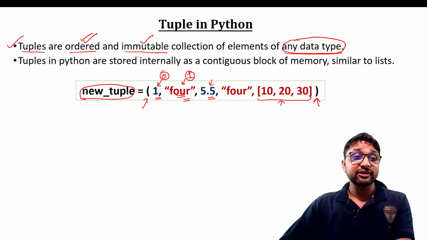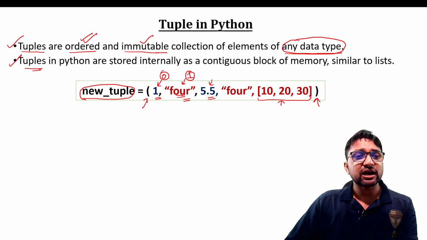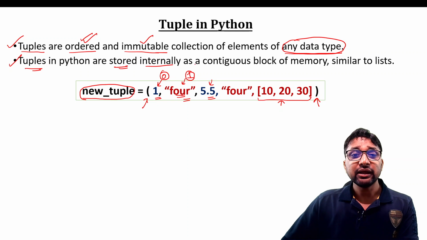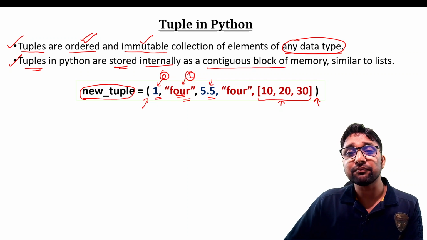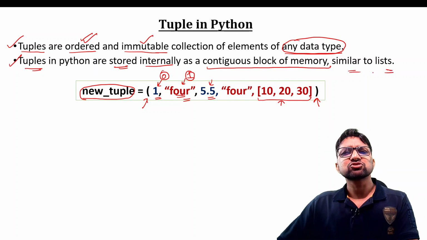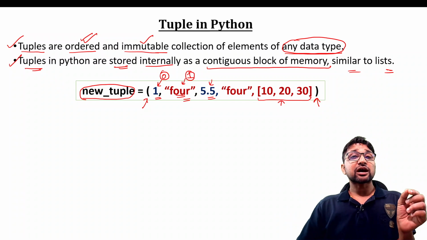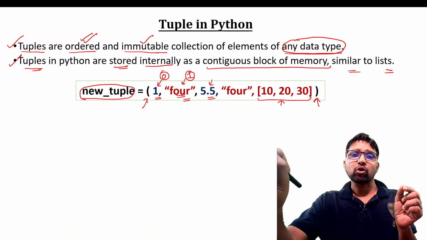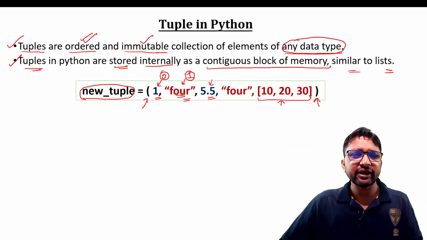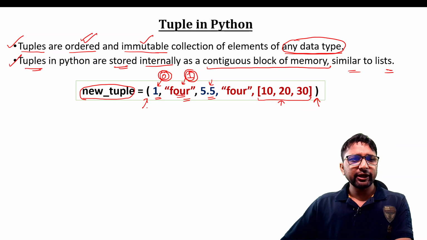So let's read this another statement over here. Tuples in Python are stored internally as a contiguous memory block, okay, similar to list. So lists are stored in a contiguous memory block. Similarly, tuples are also stored in a contiguous memory block, and that's why we are able to access the elements by their index values. Fine, okay.